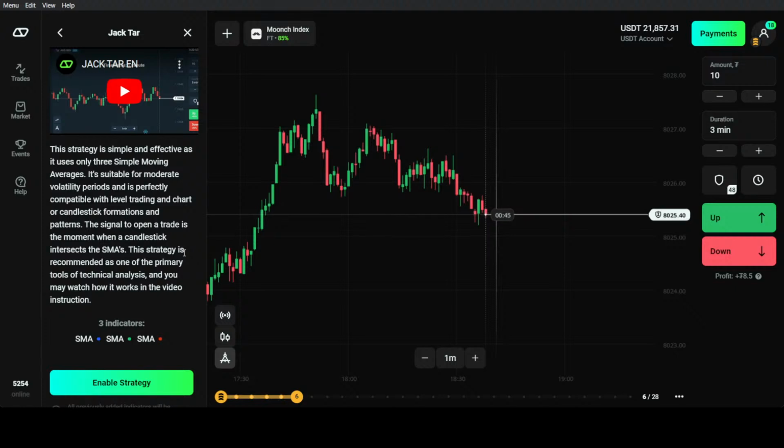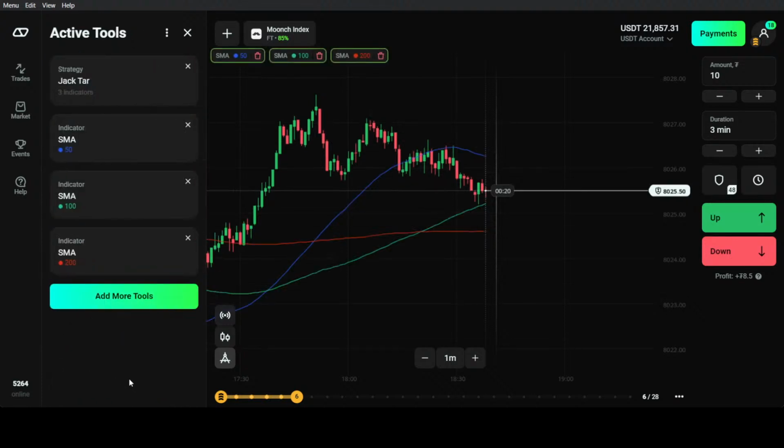The signal to open a trade is the moment when a candle intersects the SMA. Please focus on this point. When do we get the signal? When the candle intersects the SMA. The strategy is recommended as one of the primary tools for technical analysis, and there is a small video you can watch later on. But now let's enable the strategy and understand what it says.